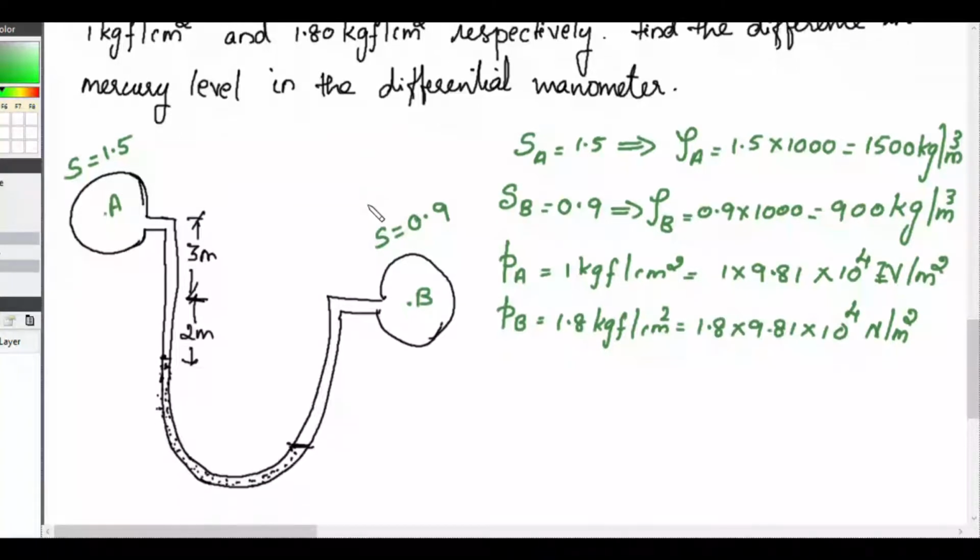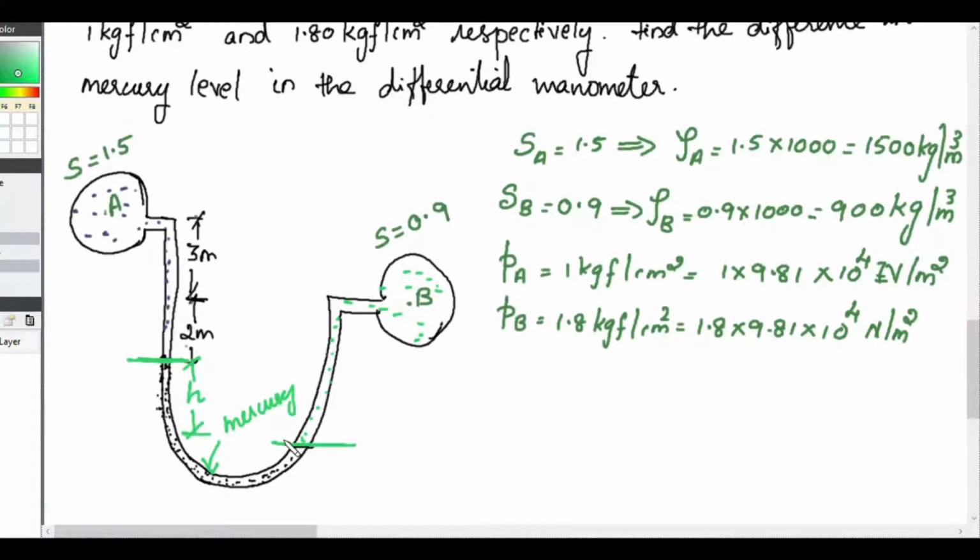The distances are given as 3 meter and 2 meter. A contains one type of liquid and B contains another liquid, and this is mercury. We are asked to find the difference in mercury level. So this is the mercury level. Let us take this height as h, so we need to find h.